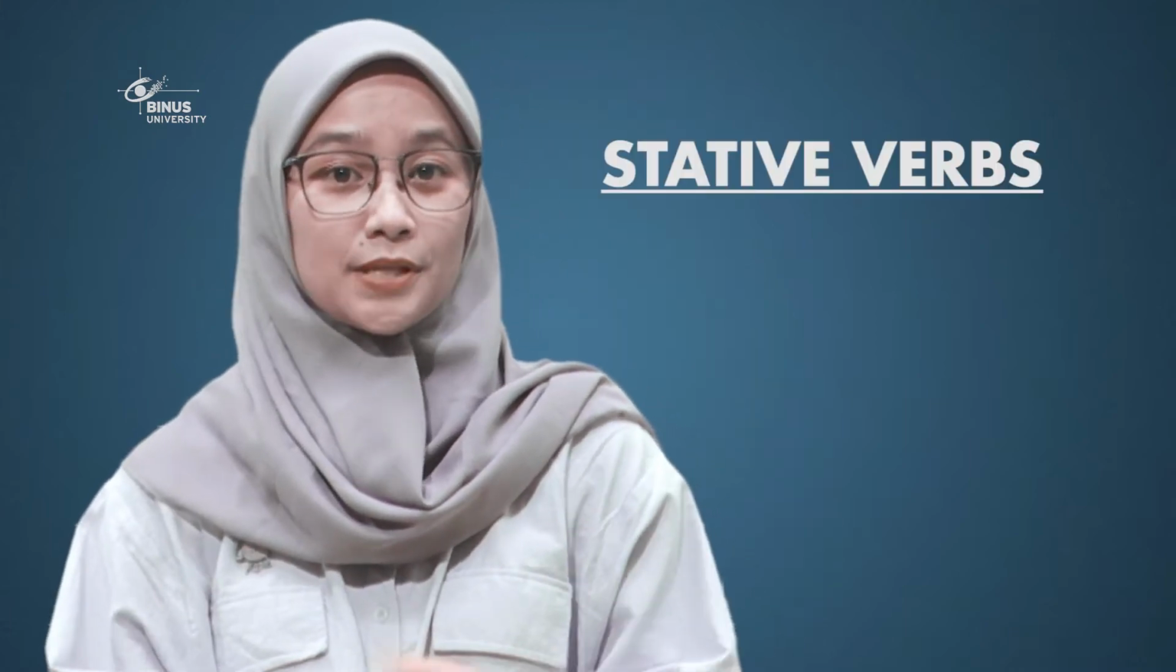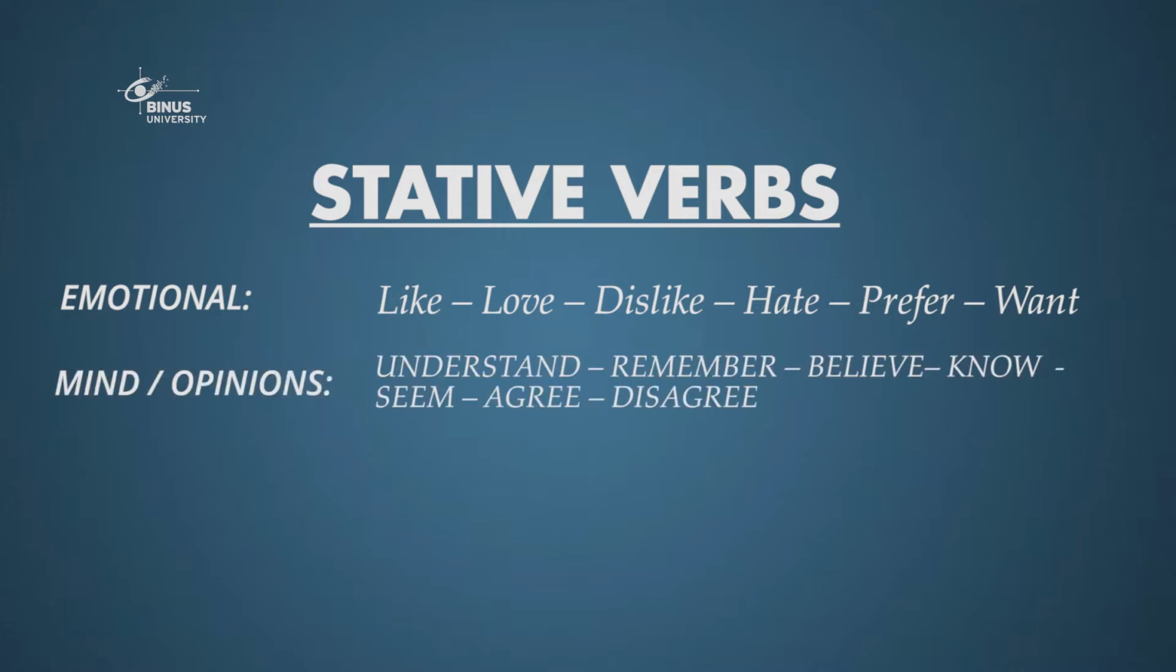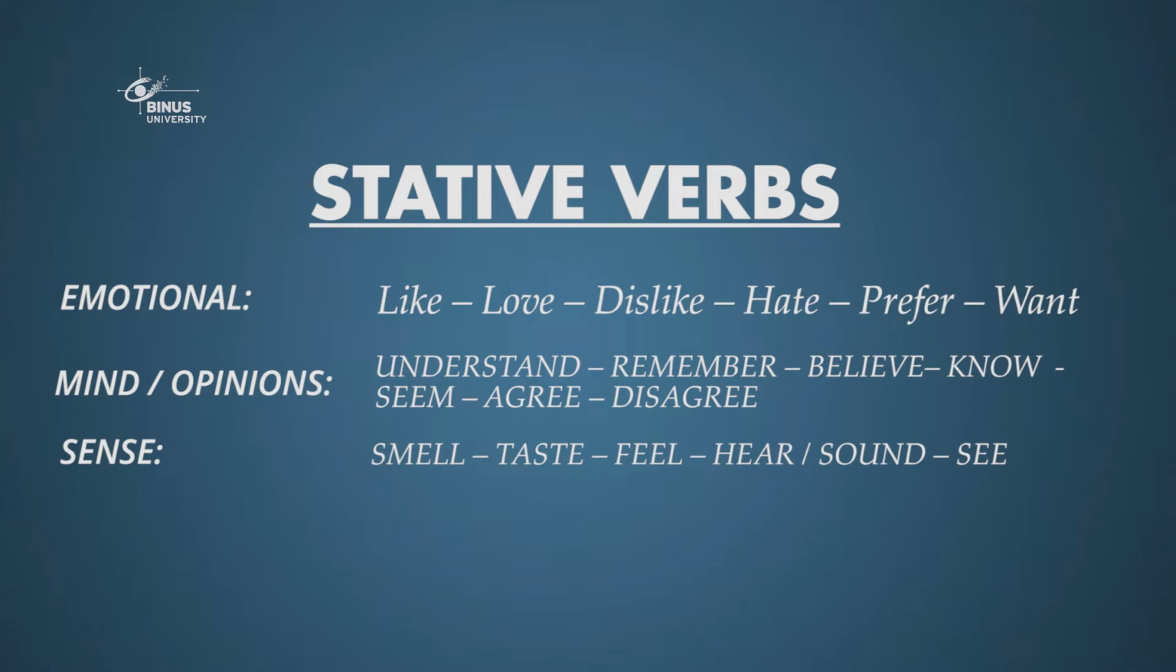And go to the stative verbs. They are about emotion, like love, dislike, hate, prefer, want. So it is all about emotion, and these are stative verbs. And the words understand, remember, believe, know, seem, agree, disagree are all about opinions, our mind, and they are also stative. The senses, such as smell, taste, feel, hear, sound, see, are also stative verbs. And the last one is about states, just like I am Chinese, I have a hamburger. These are all stative verbs.